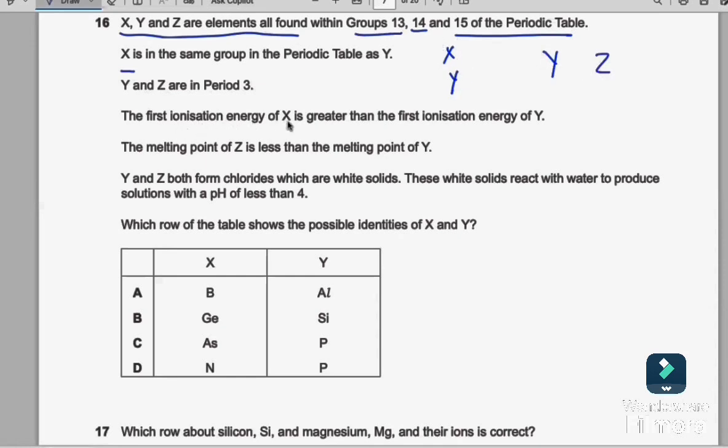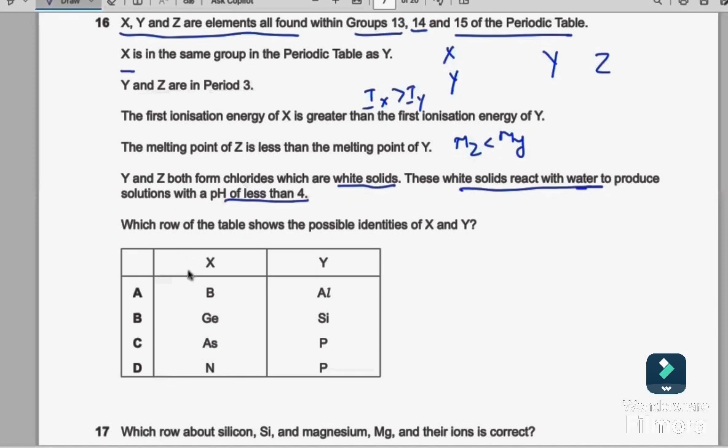The first ionization energy of X is greater than the ionization energy of Y. So that means the ionization energy of X is greater than the ionization energy of Y. The melting point of Z is less than the melting point of Y. Y and Z both form chlorides, which are white solids. These white solids, when they react with water, are going to form a pH of less than 4. Which row of the table shows the possible identities of X and Y?